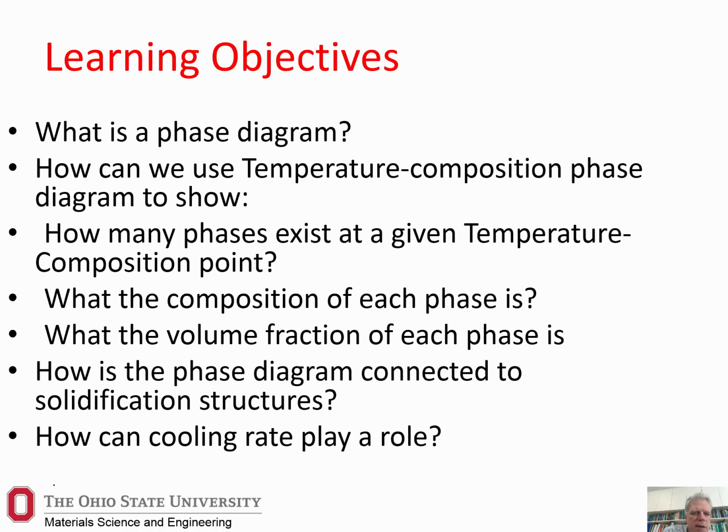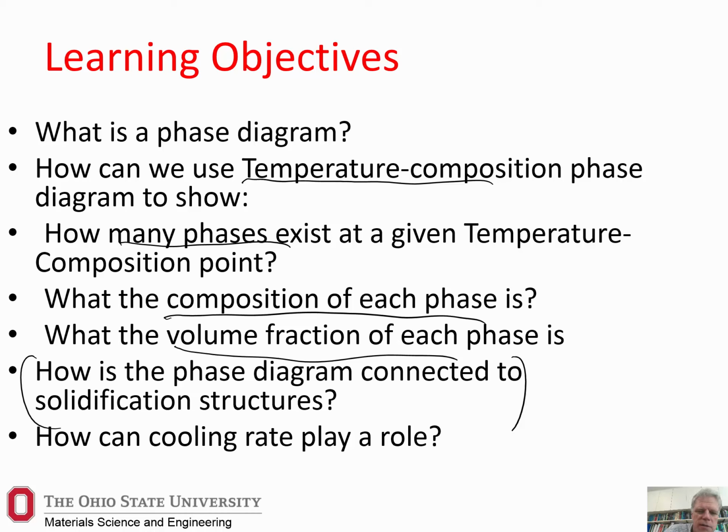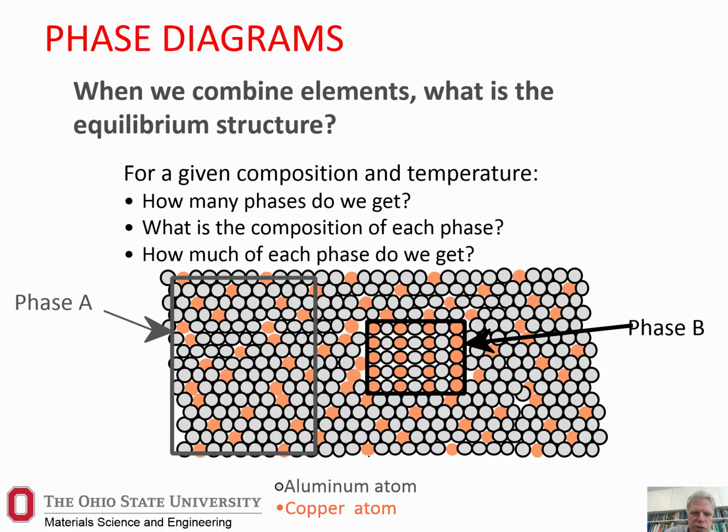So what we're really going to talk about is the phase diagram, and we're going to use something called the temperature composition phase diagram. This can show three major things. First of all, what phases exist at a temperature composition point, what the composition of each phase is, what the volume fraction of each phase is, and then we're going to show a little bit how that's connected to solidification structures, and talk a little bit about how cooling rate can play a role, not much.